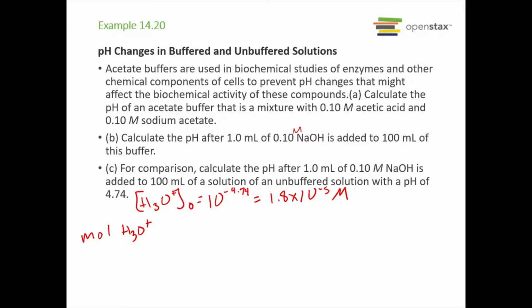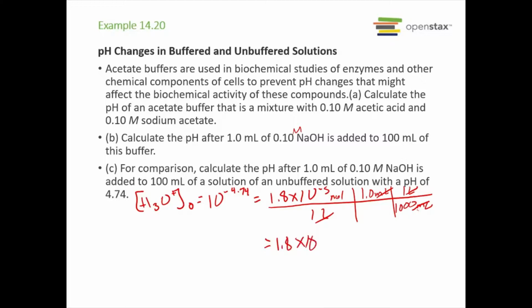Now we're going to change this to moles. So now we have 1.8 times 10 to the negative fifth molar, which is moles per liter. So I'm just going to rewrite this as moles per 1 liter. And we were told that we added this to 100 milliliters. So we have 100 milliliters, and then we have 1 liter per 1,000 milliliters. So we can see our units canceling. So now we get moles. We originally had 1.8 times 10 to the negative 6 moles of hydronium.